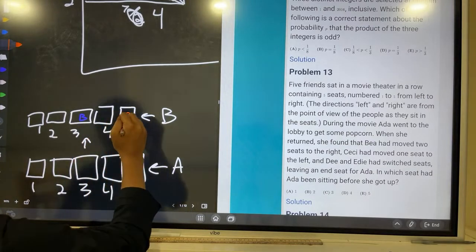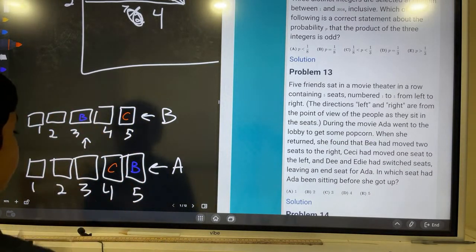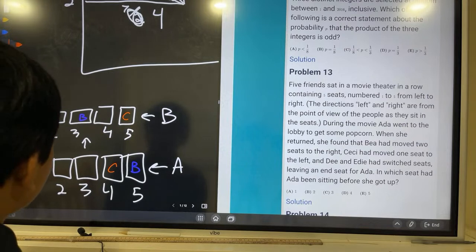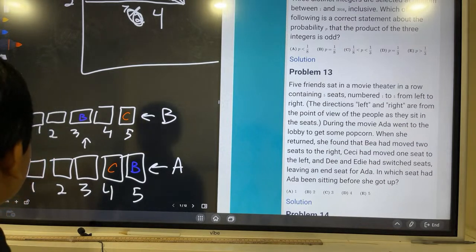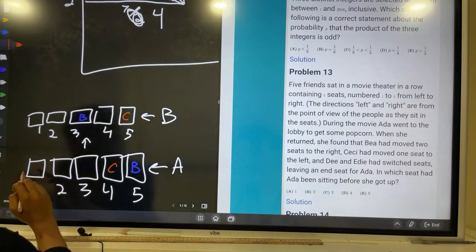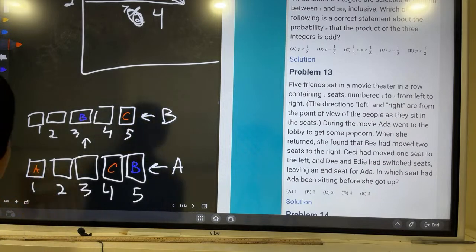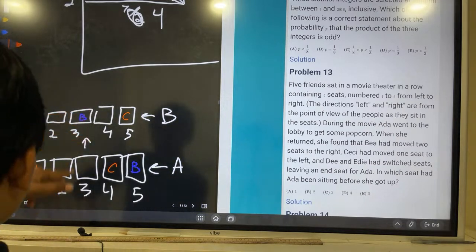Let's say Ceci is in seat 5. Then she moves to seat 4. And let's see. That means that Ada has to be in seat 1 over here. But that doesn't work for D and Edie.